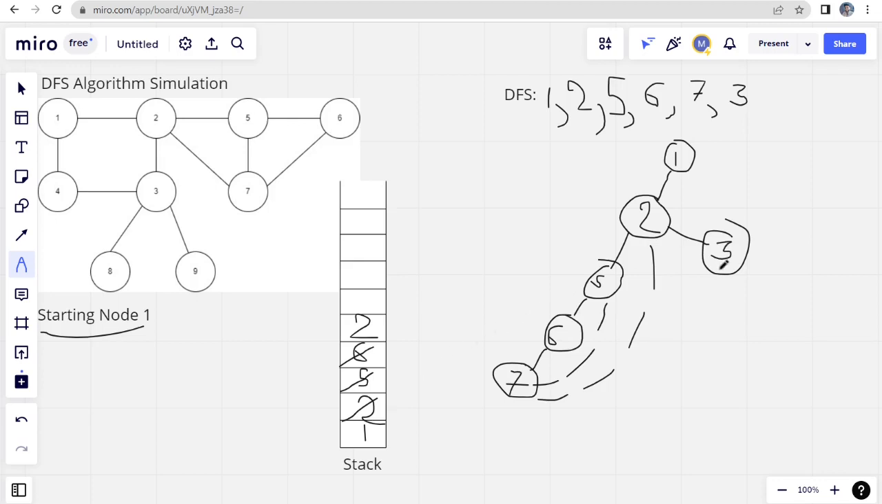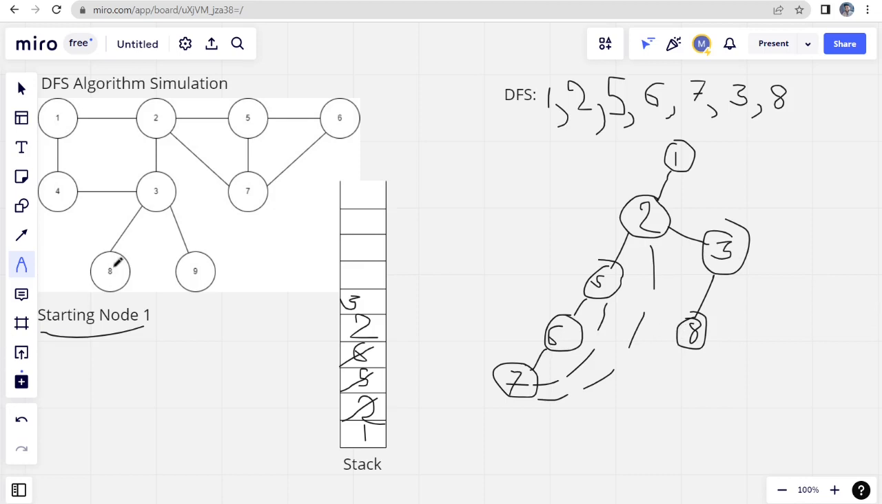Okay, so from 3, where can we go to? From 3 we can go to 8 and 9. So let's go to 8 first. Here we go to 8. And so now we will visit 8. So 8 came from which node? Node number 3. So let's push that in the stack.